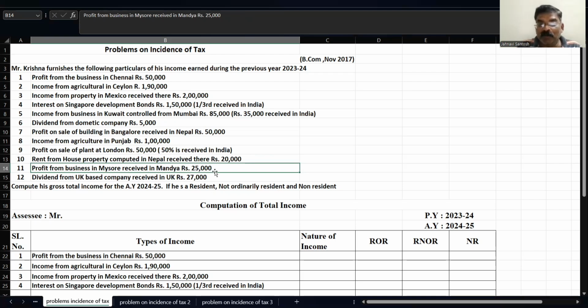Profit from a business in Mysore received in Mandya. So Mysore, Mandya both are inside India. So we treat that as an Indian income, and rupees 25,000 is taxable in all three cases.